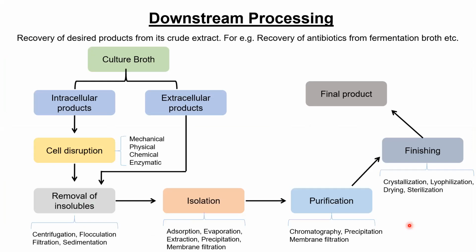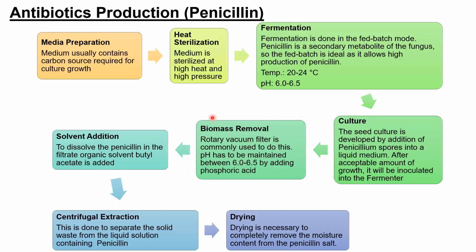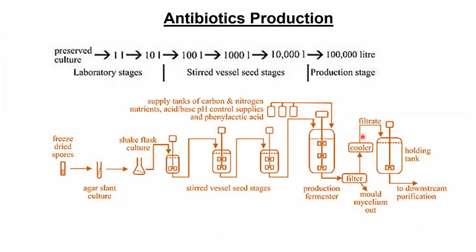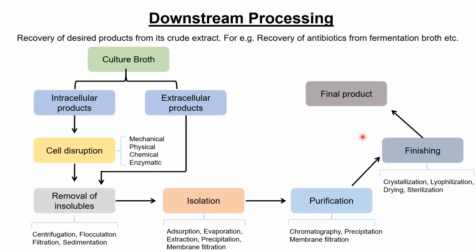The last part of the lecture is downstream processing. Downstream processing is the recovery and purification of the desired product from its crude extract. For example, we did this process of extracting ethanol here and penicillin here. Now, how do we purify this ethanol, or this penicillin, or, let's suppose, insulin, something we discussed in the last lecture? How do we have a clean, pure product? The technical term for this process is downstream processing.